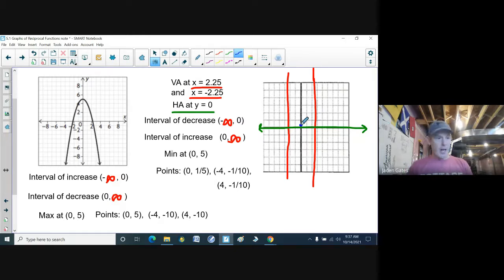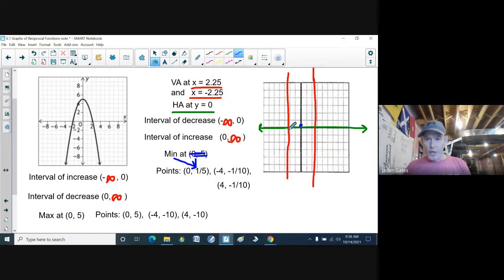It says I have a min. Here's something I messed up. The min should be at 0, 1/5 because I forgot to take the reciprocal of the y-coordinate. So there's actually my min right there. Killed two birds with one stone there. I got a point in between my VAs, and I also got a min. So that's a min point there, that blue.